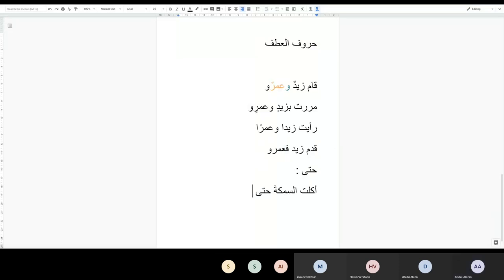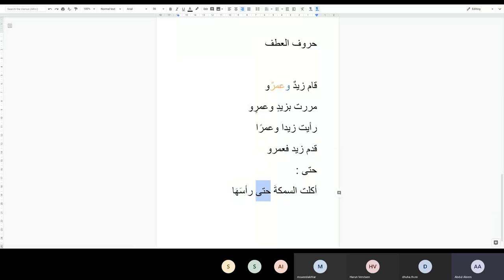أكلتُ السمكة حتى رأسها. So what is the meaning of the sentence? Does anyone want to translate this? Try and translate this. Akaltu samakata hatta ra'saha. Naam, I ate the fish along with its head. I ate the fish even its head. I ate the whole fish, even its head.